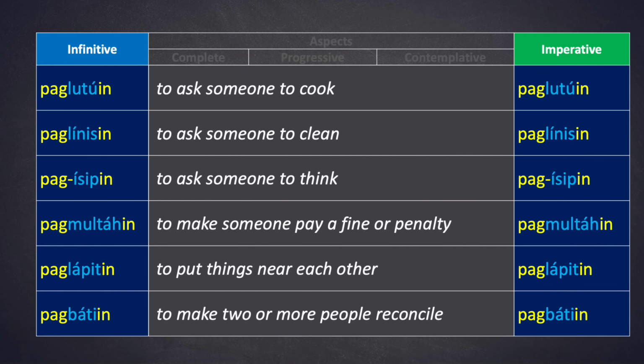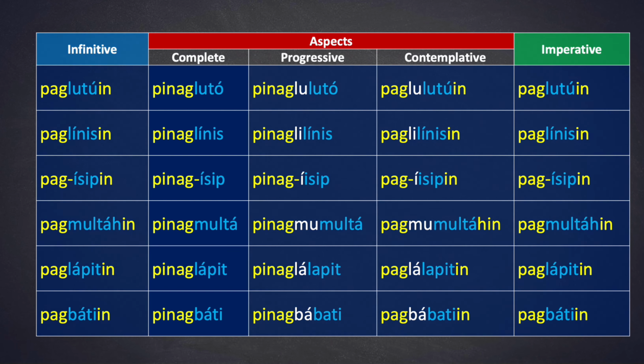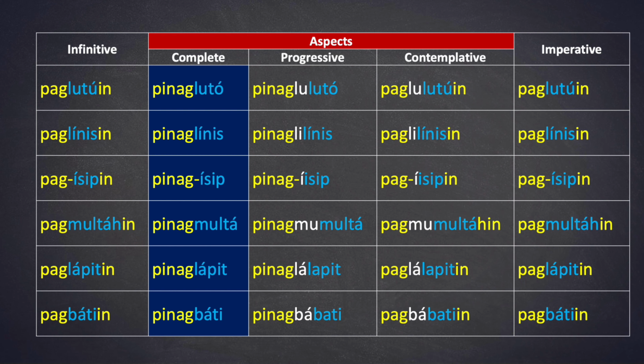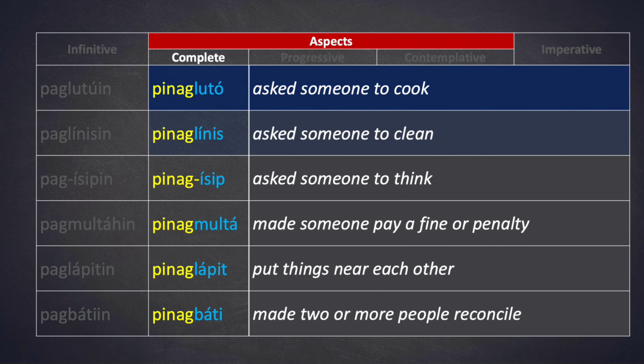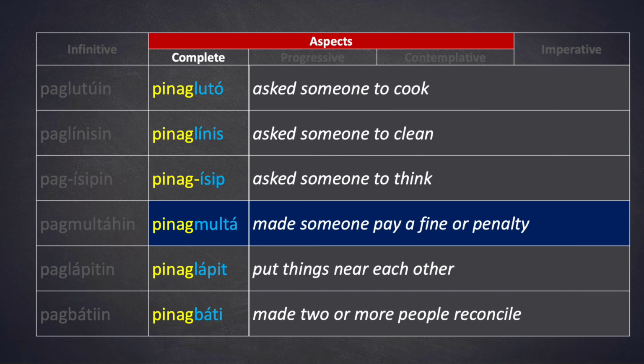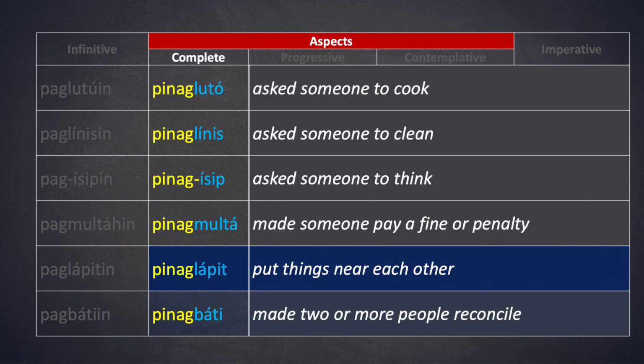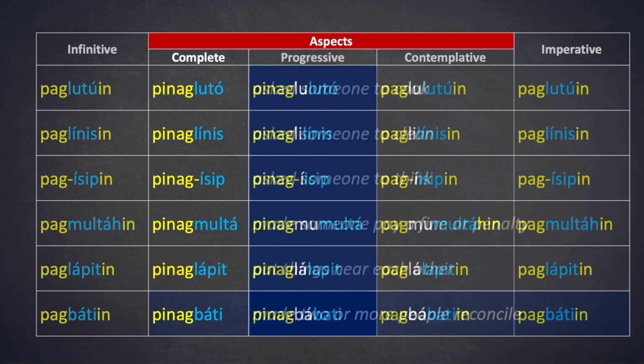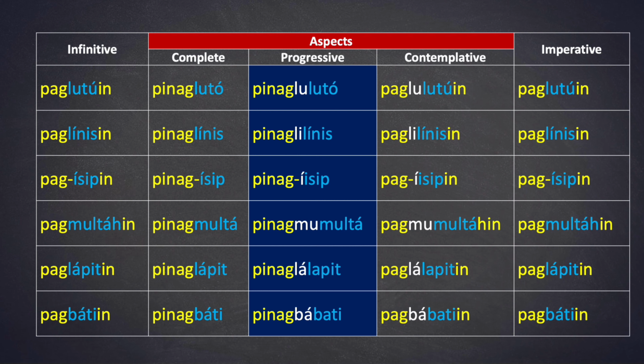The infinitive verbs are also the imperative verbs, or the verbs that are used to command or to request someone. So they're the same. Now, let's conjugate these verbs into the completed aspect, or when the action has been completed. The affix we will use is the prefix pinag, like pinagluto, pinaglinis, pinag-isip, pinagmulta, pinaglapit, pinagbati. Next, let's conjugate them in the progressive aspect or when the action is currently happening.